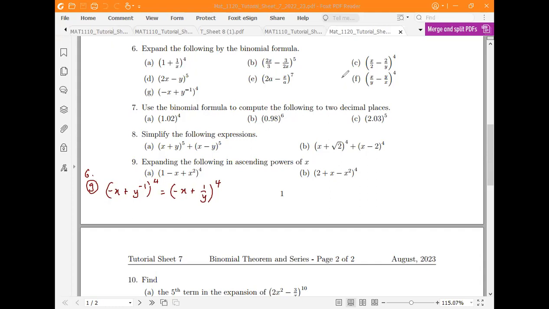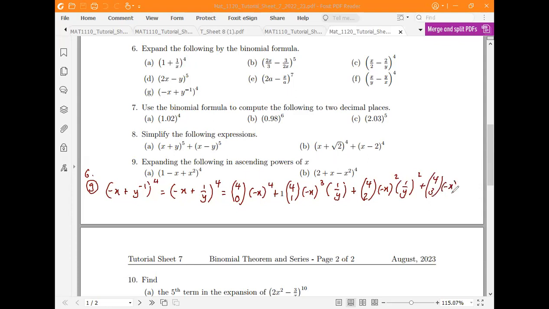You still have the content. So now this will be 4 to 0, and then minus x power 4 plus 4 to 1 minus x power 3 1 over y plus 4 to 2 minus x power 2 1 over y square plus 4 to 3 minus x power 1 1 over y square and then plus 4 to 4 1 over y power 4.